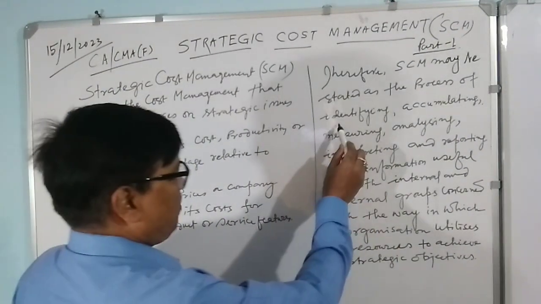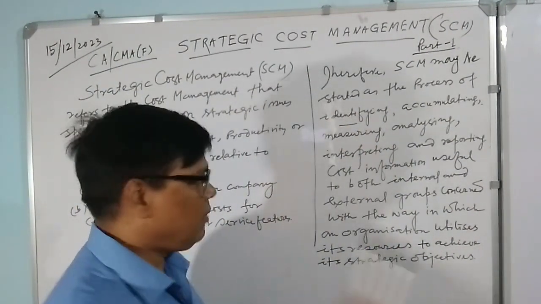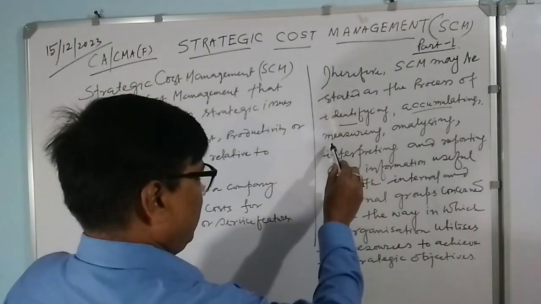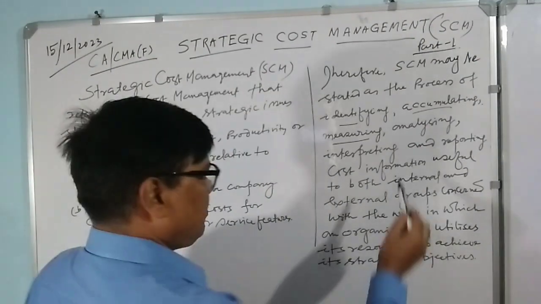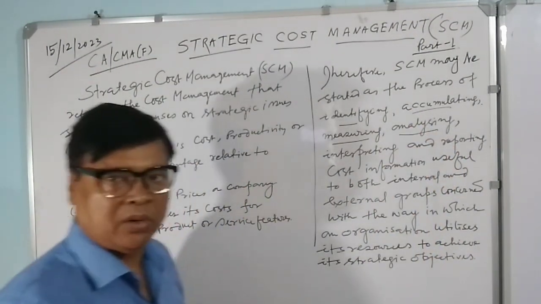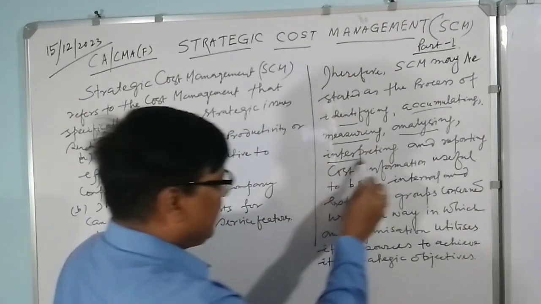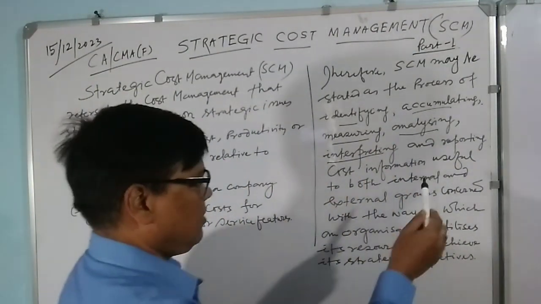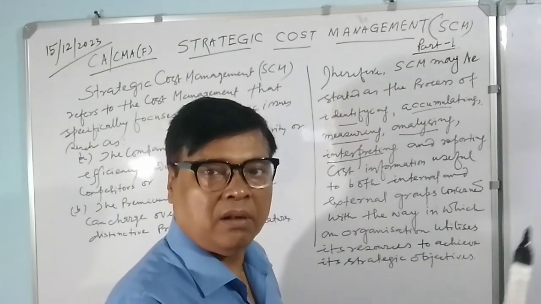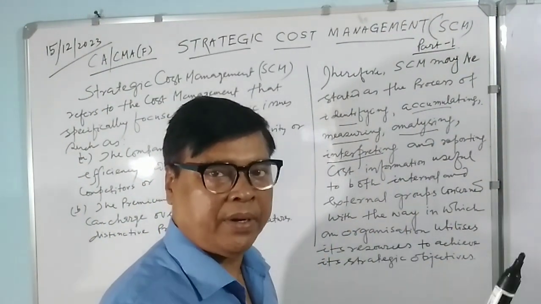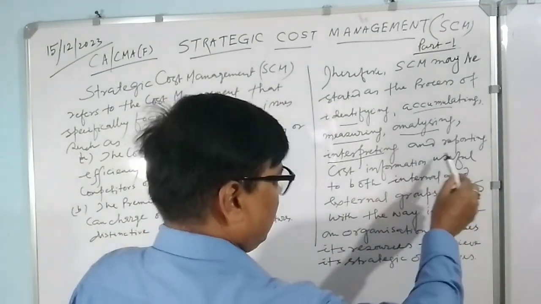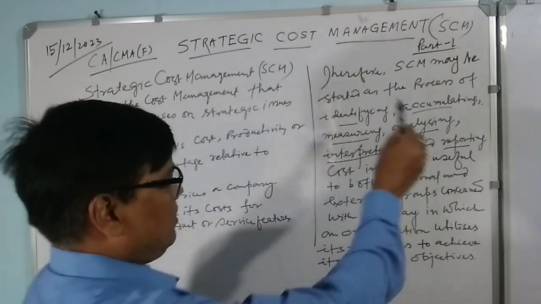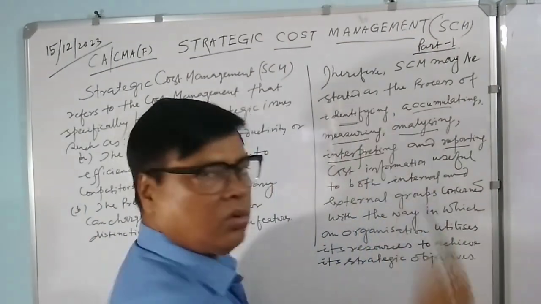This is the process of identifying, you have to identify something, accumulating, you have to accumulate something, measuring, you have to measure something, analyzing, you have to analyze something, interpreting, you have to interpret something and reach a view. So that is interpreting. And reporting. You see that so many stages of work you have to do.